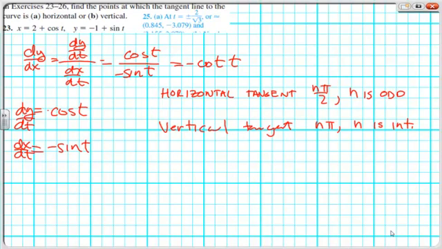For the horizontal tangents, n pi over 2 where n is odd, how is it that n is odd and not the evens? What happens when n is even? When n is even, like when n is 2, you get 2 pi over 2, which is just pi, which puts you in the other case.